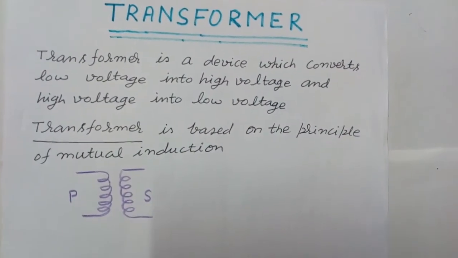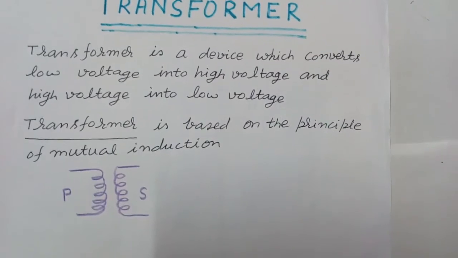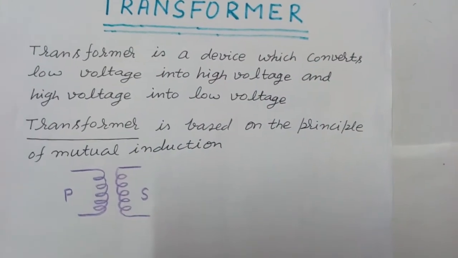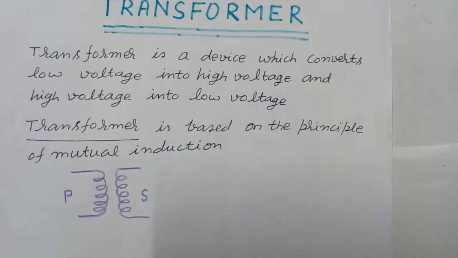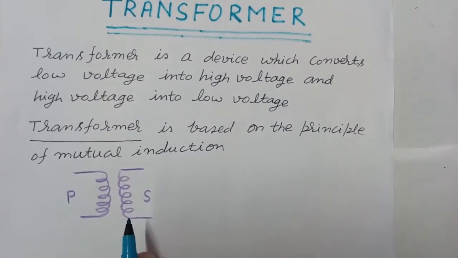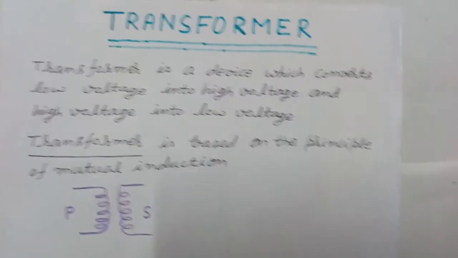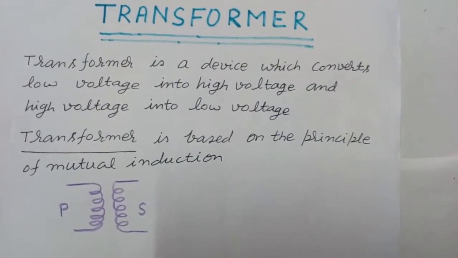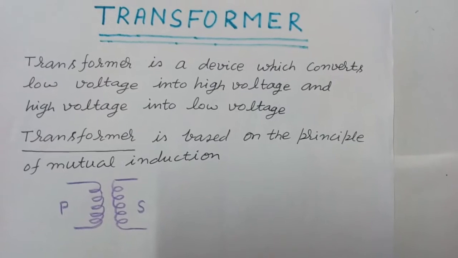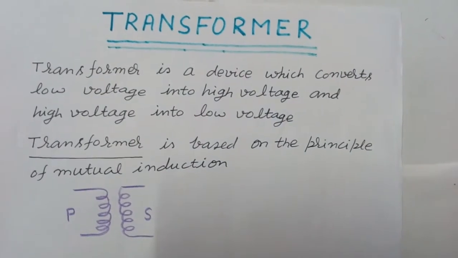So in secondary coil induced EMF is produced, because by Faraday's law of electromagnetic induction, whenever there is change in magnetic flux linked with a coil, an induced EMF is produced. So this transformer is based on the principle of mutual induction.